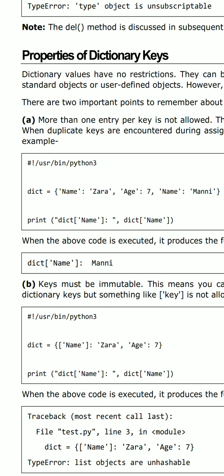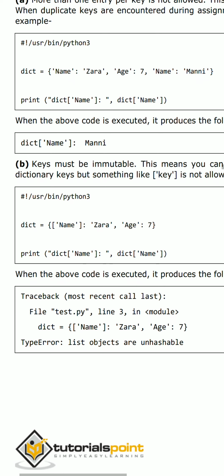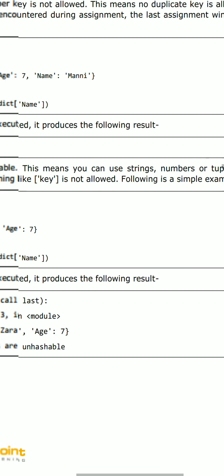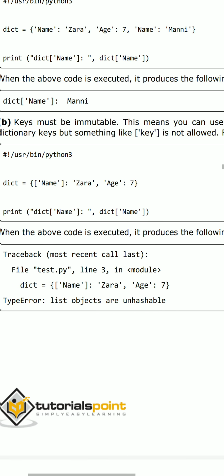First one is Jara, second one is money. In that situation, both keys are the same, but the values are different. The second item, the last defined one, will be printed. So that's why name money is printed onto the output screen. And the second important point we have to know about dictionary keys is that keys must be immutable. That means we can use strings, numbers or tuples as dictionary keys, but something like a list is not allowed.